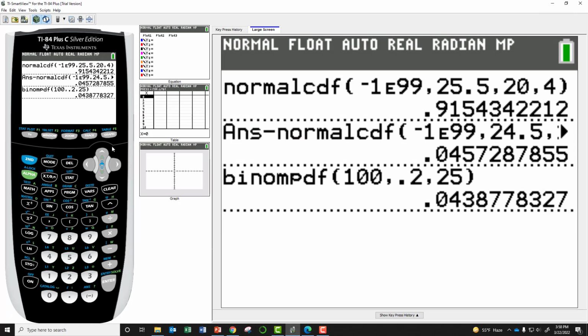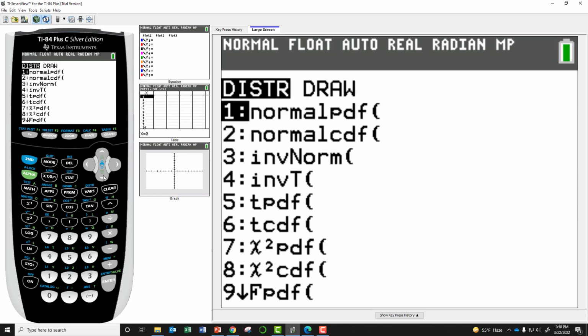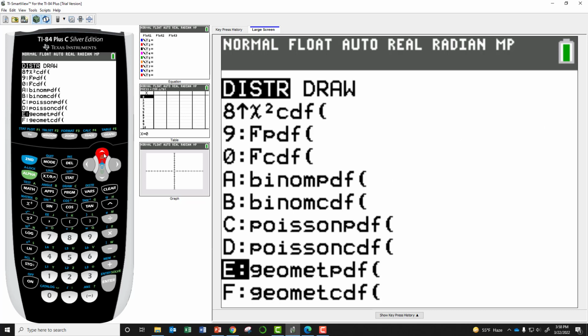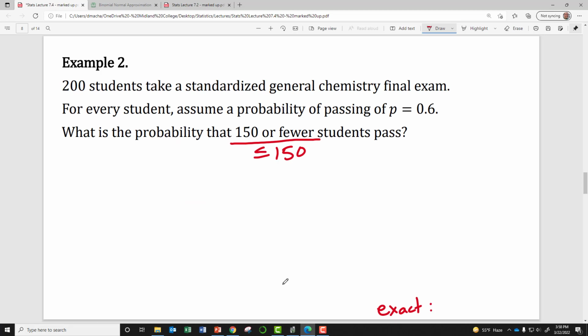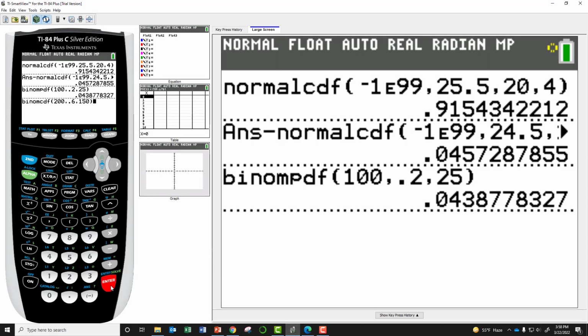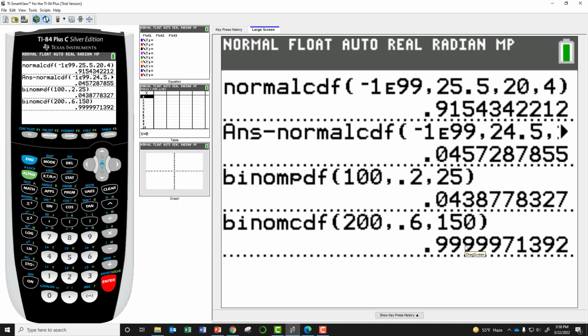So let's just give the exact answer really quick. We'll start off with the exact answer this time by looking at the binomial CDF, where we have 200 trials this time, 0.6 for my p-value, and 150 for this x value. Just double check I put that in correctly. Okay. Paste and enter. So my exact answer is very close to 1. 0.9999999. Okay, just extremely close to 1. There's almost no probability left there.